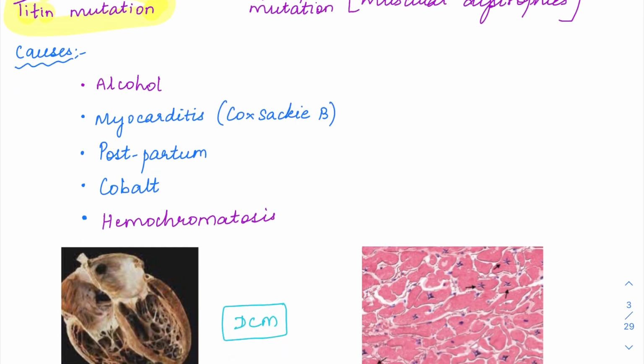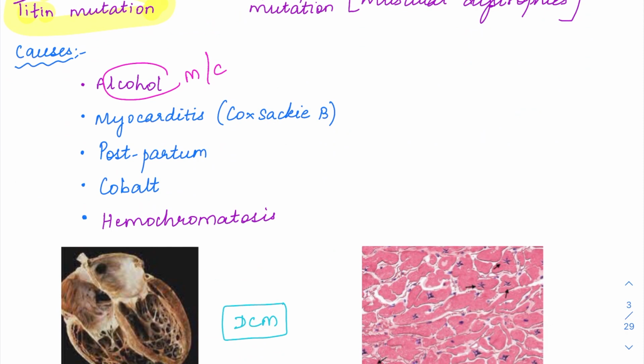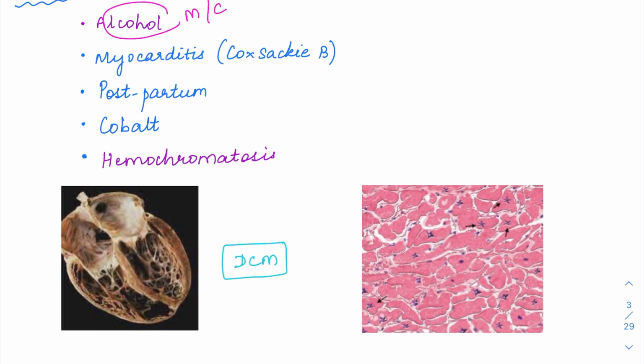Coming to the other causes of DCM, alcohol is a very, very important cause of DCM, the most important one. Other than that, we can have viral infections like Coxsackie B, which can lead to myocarditis and result in cardiomyopathy. Also postpartum females: after pregnancy, these females have hemodynamic changes that can again result in DCM. Other than that, we have cobalt and hemochromatosis.